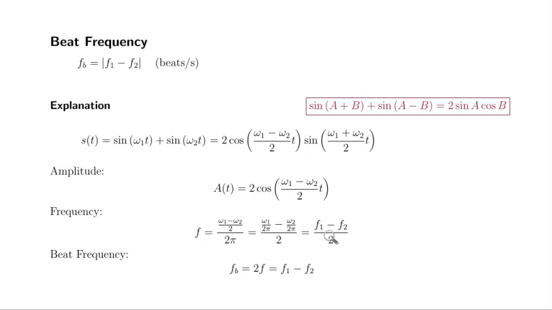So the 2 cancels out, and you end up with f1 minus f2. That's why we have this formula, f1 minus f2. And the absolute value sign is there just in case f1 is smaller than f2. With the absolute value sign, we can make sure that we have the positive difference. That's it. I hope that this was clear.